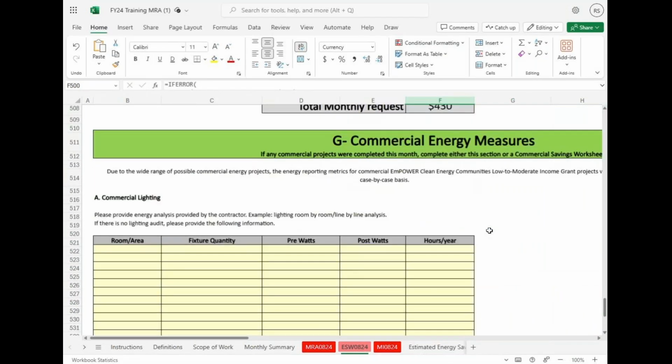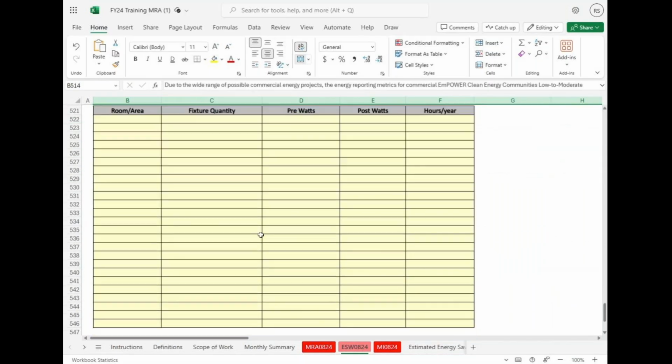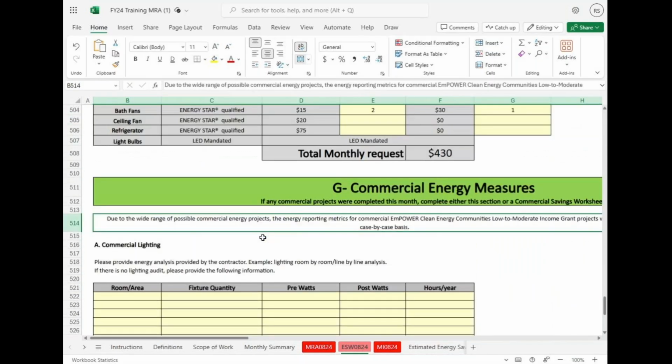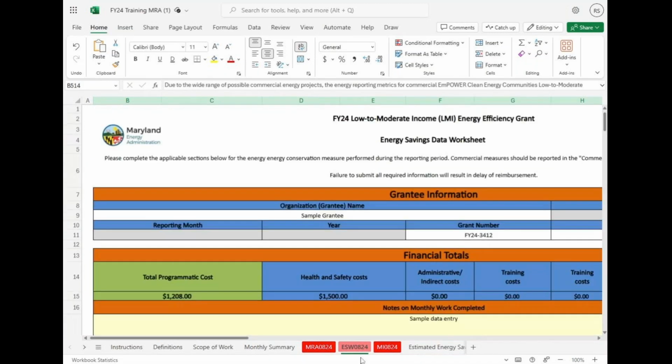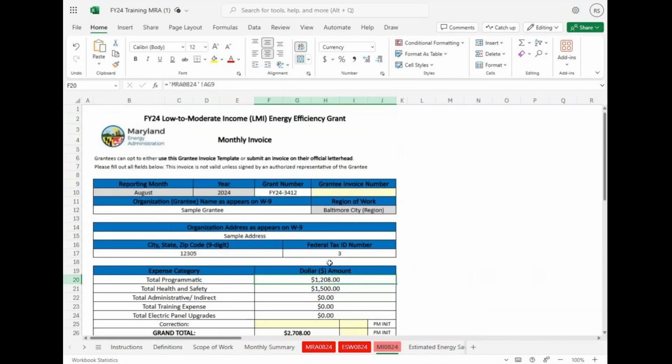And then finally we get to commercial energy measures, which is commercial lighting, if any commercial grantees want to go ahead and use that. Now we go on to the monthly invoice, where I will pass back to Rebecca.